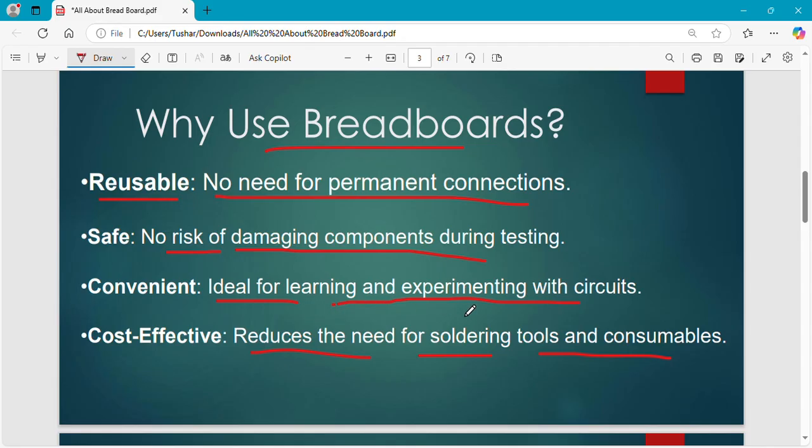If you are new to electronics, you can use breadboards very easily, very easy to understand. Safe, yes, it is very safe. No risk of damaging components. It has metal strips which reduce damage to components. Reusable, yes, it is reusable. You can use it without damaging the components.